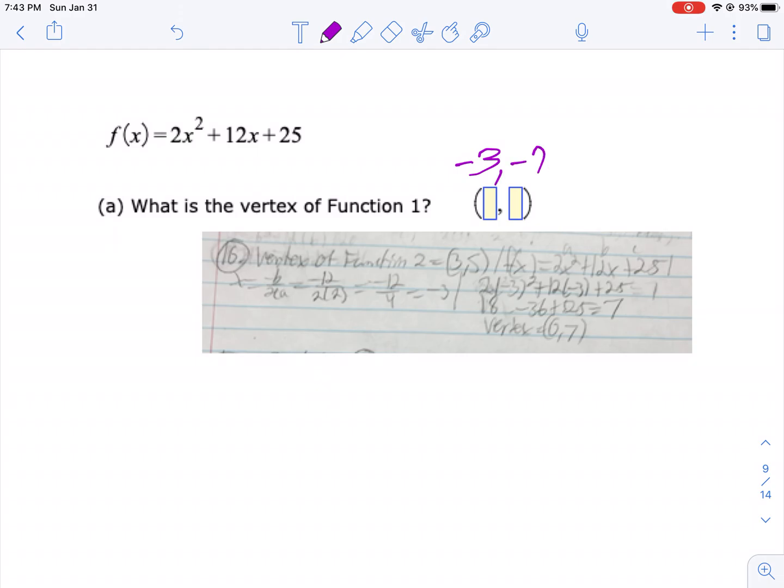Now you put 0, 7. I don't know why you did that. It was negative 3 and negative 7. Then you would have had your correct answer.